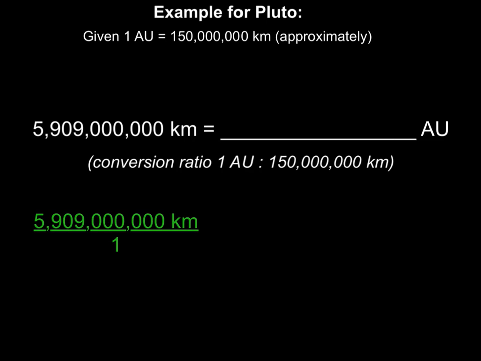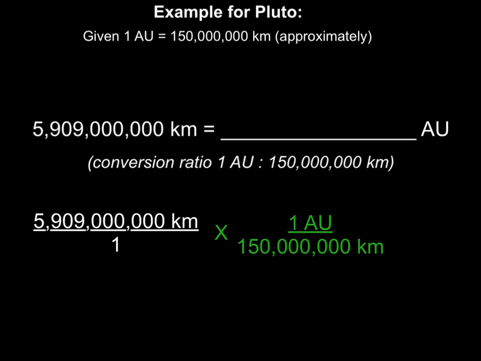So we have to create the fraction. So we have to take 5,909,000,000 kilometers and make it a fraction. Notice the 1 does not have a unit. So all I'm doing is making that huge distance from the sun to Pluto into a fraction. Please write this down. Do not write large because you're writing everything that's in green.